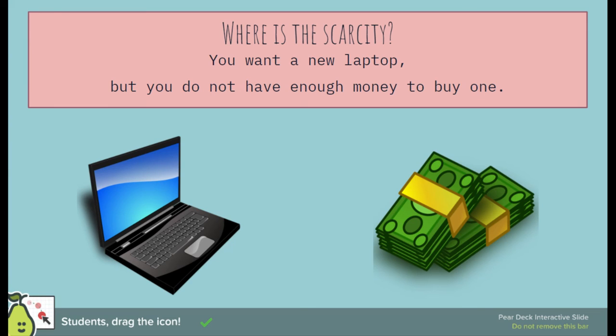The money is the scarce resource in this situation. You only wanted one laptop, there's many available for purchase, so in this situation it's not scarce. But you did not have enough money, the resource used to obtain other goods, so you couldn't get the laptop. Therefore, in this situation, the money was the scarce item.